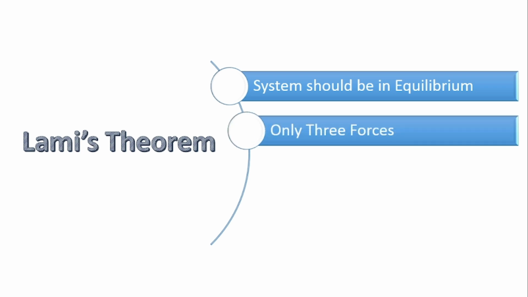The second condition to apply Lami's theorem is only three forces. If the system consists of three forces, then and only then can we apply Lami's theorem. We cannot apply Lami's theorem for a system having 4 forces or 10 forces, right? Always remember Lami's theorem is applicable for only 3 forces.